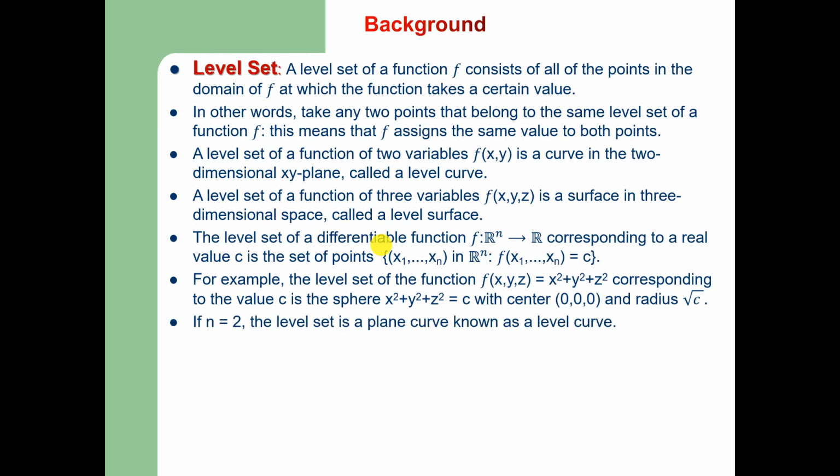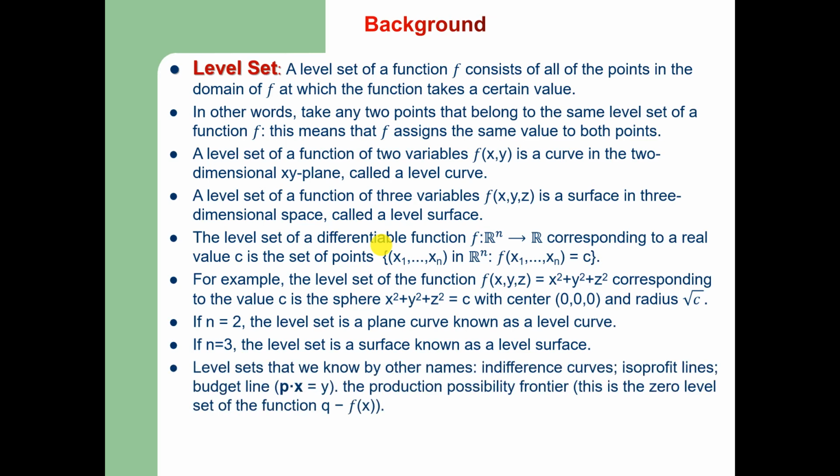If n is equal to 2, the level set is a plane curve known as a level curve, just like an indifference curve or isoquant. If n is 3, the level set is a surface known as a level surface. Level sets that we know by other names include indifference curves, isoprofit lines, budget line, isocost, the production possibility frontier, and so on.